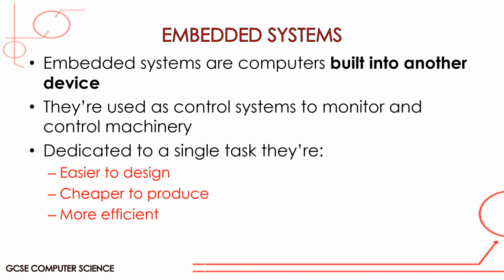Examples are going to be things like a washing machine or a dishwasher, a microwave, and an inbuilt menu on a TV.